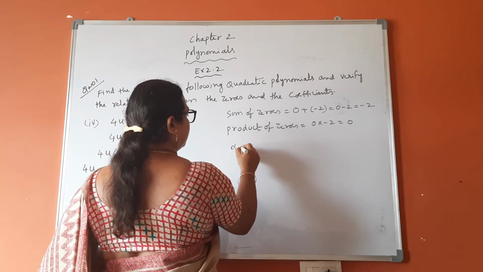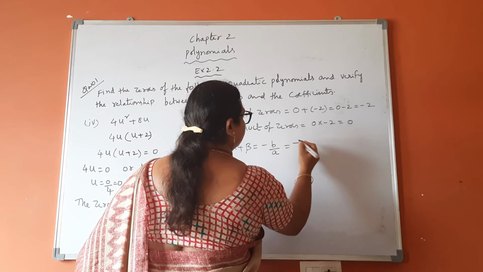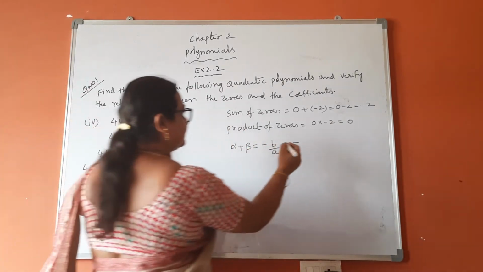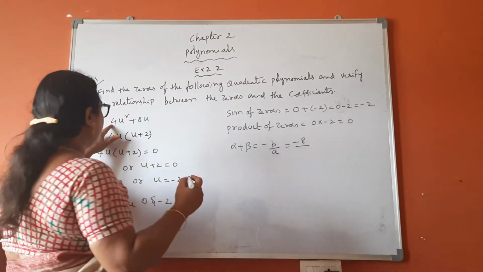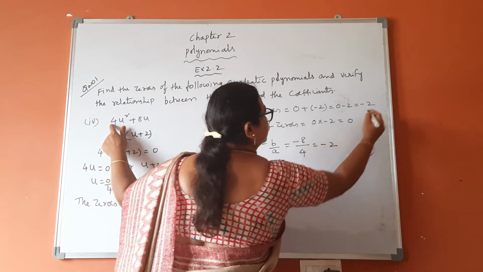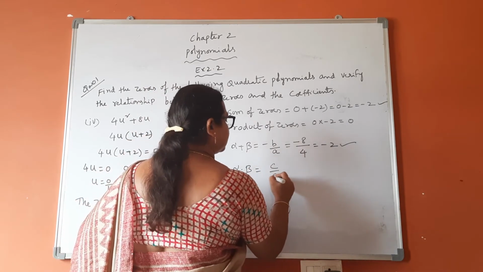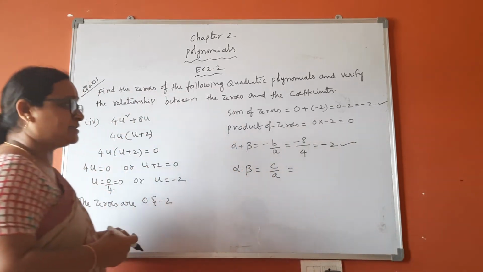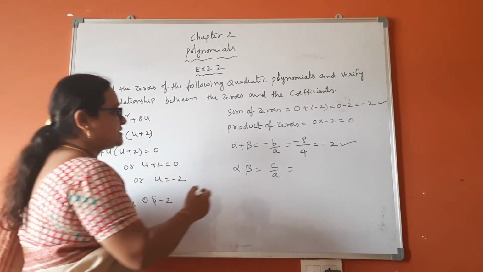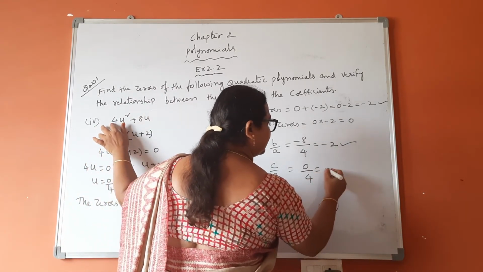Now using formula alpha plus beta is equal to minus b by a, that is minus b, b is 8, by a, coefficient of u square here 4, that is minus 2. Alpha into beta is equal to c by a, c means constant term. Here do we have a constant term? No. That means c is 0 by a 4. 0 by anything is 0.